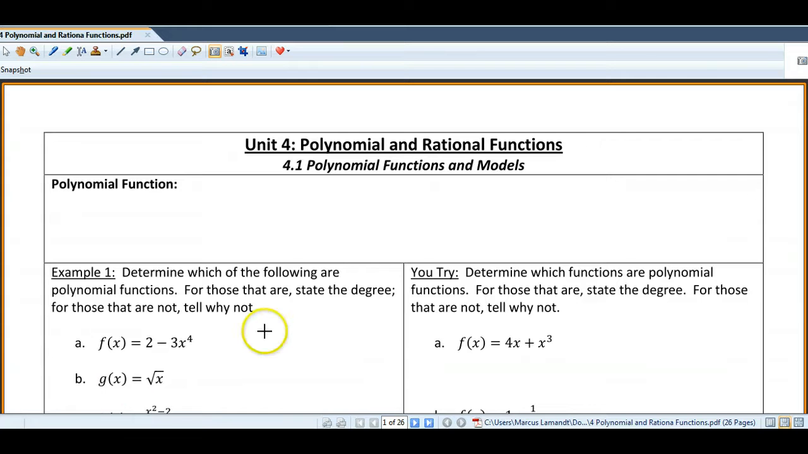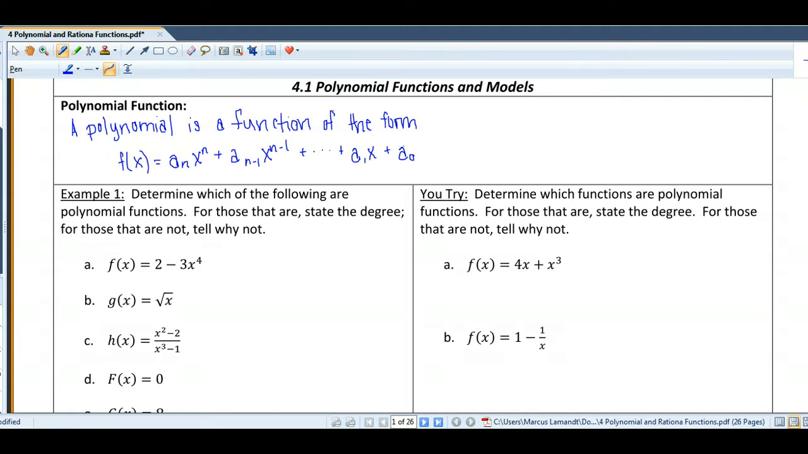Alright, you guys, Unit 4, Polynomial and Rational Functions. Okay, a polynomial function. A polynomial is a function of the form f of x equals a sub n x to the n power plus a sub n minus 1 times x to the n minus 1 power plus etc. a1 x to the first power plus some number.